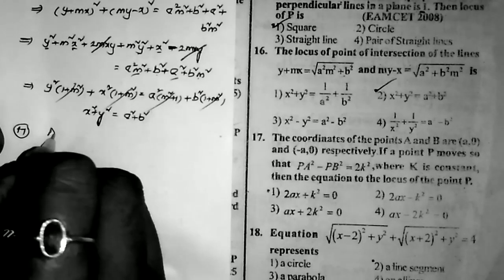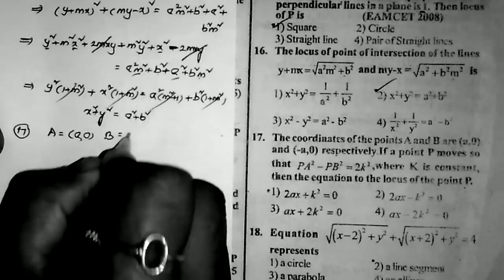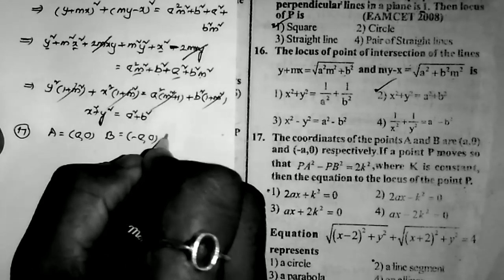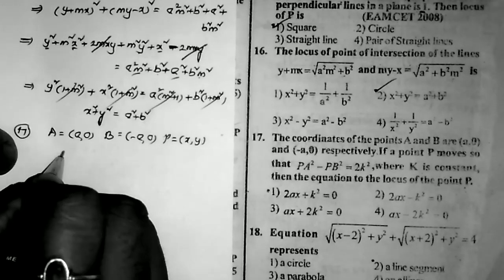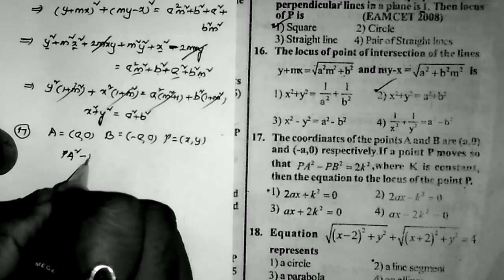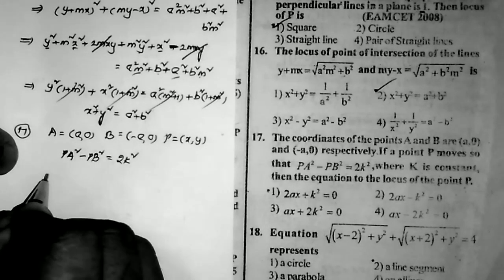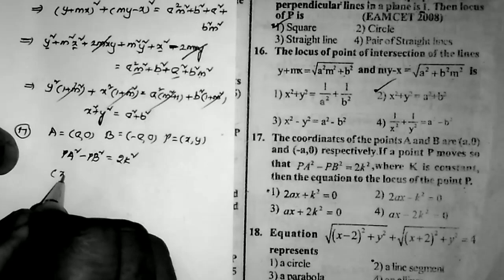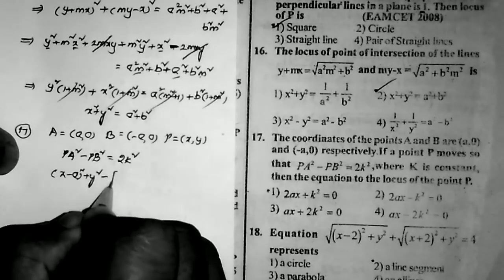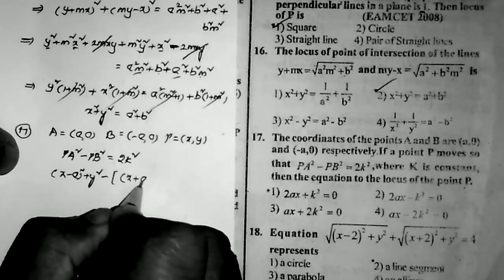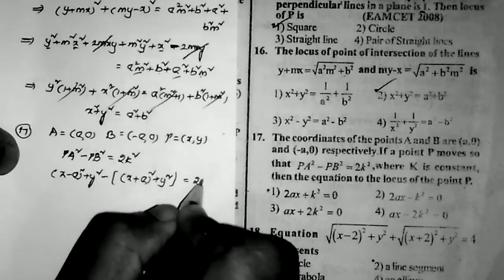What are the given points here? Given that A = (a, 0) and B = (-a, 0), and I take P = (x, y). What is the given condition? PA² - PB² = 2k². Just simply substituting the distances. What is the PA² value? (x - a)² + y² - PB², which is (x - (-a))², that is (x + a)² + y², is equal to 2k².